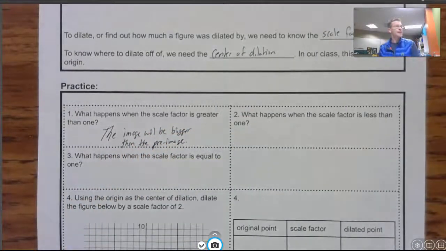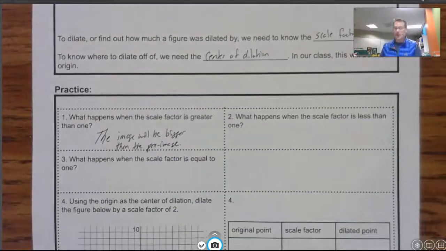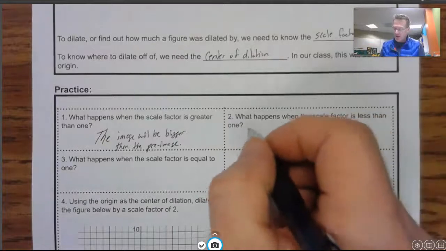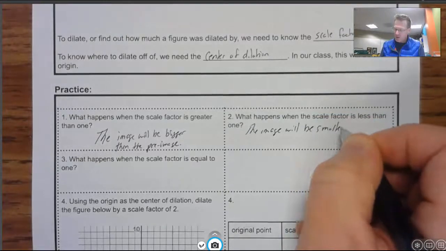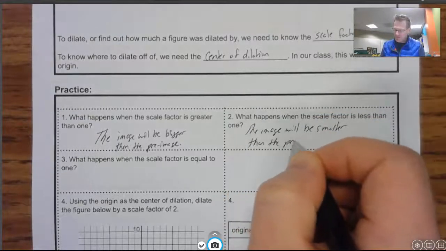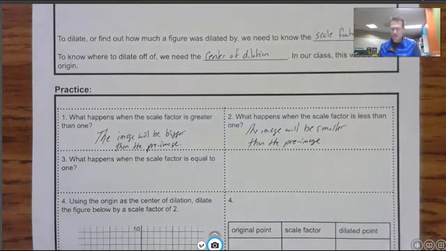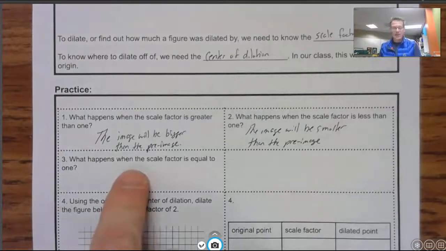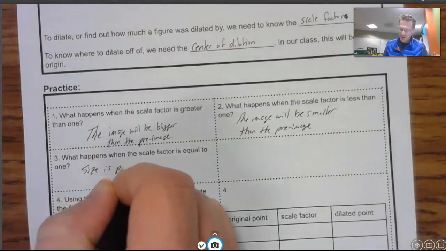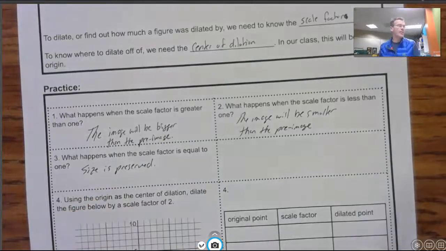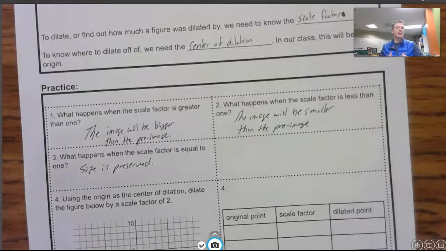What happens when the scale factor is less than 1? I really should say between 0 and 1, we will not have a negative scale factor, so it'll be positive. The image will be smaller than the pre-image. Now, if the scale factor is equal to 1, it's going to be the same size. We'll say size is preserved. If I multiply by 1, nothing's going to change. It's going to have the same size. So there you go.